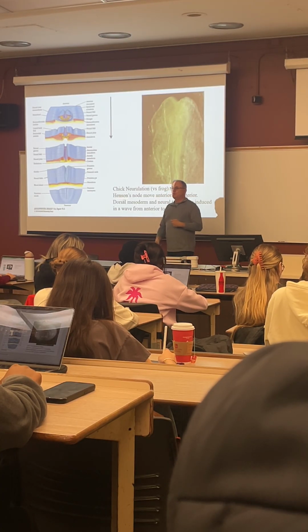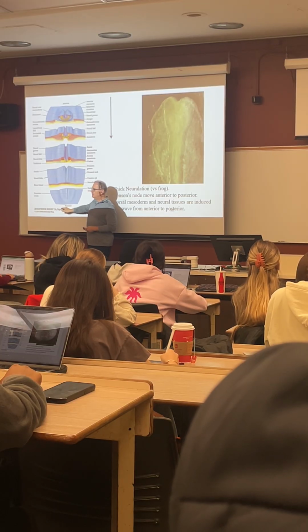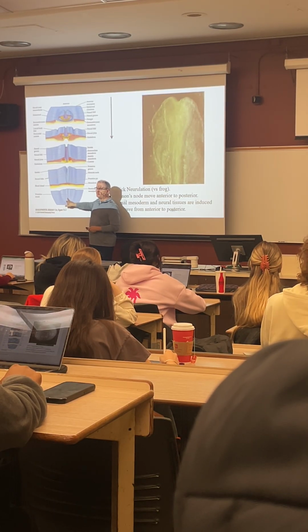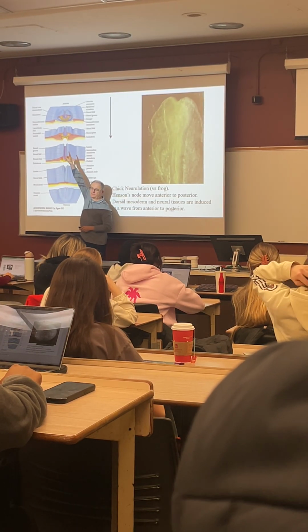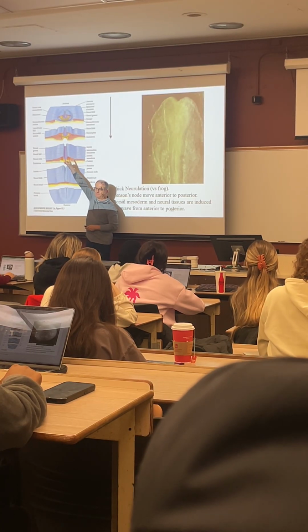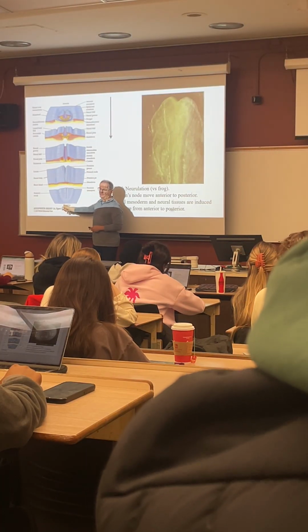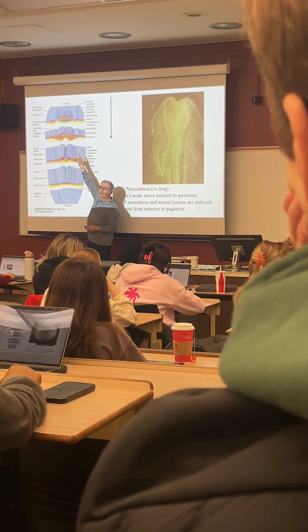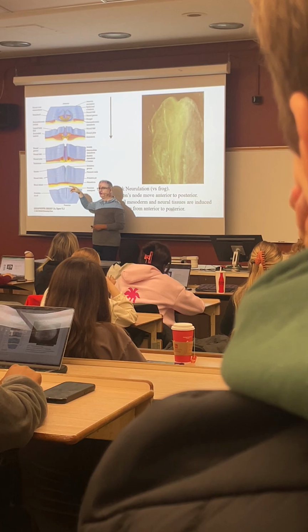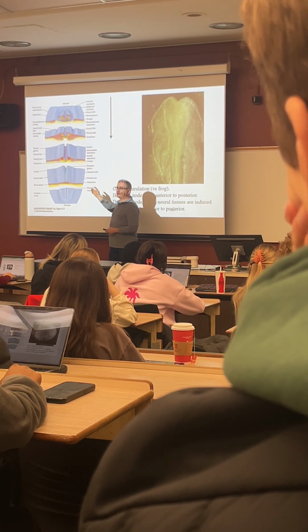If you remember with chick development, you have the posterior marginal zone, you form a primitive streak, the primitive streak moves from posterior to anterior. When it gets to the anterior, you form Hensen's node. Hensen's node then moves from anterior to posterior. And as it moves from anterior to posterior, it leaves behind it mesoderm, particularly the dorsal mesoderm. So that's what's happened here.